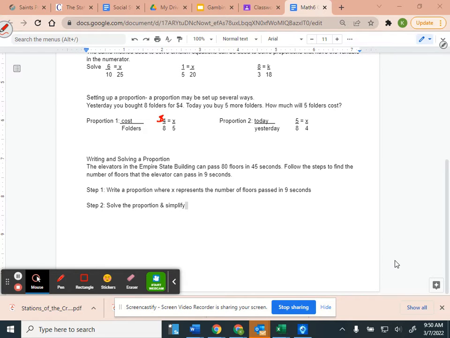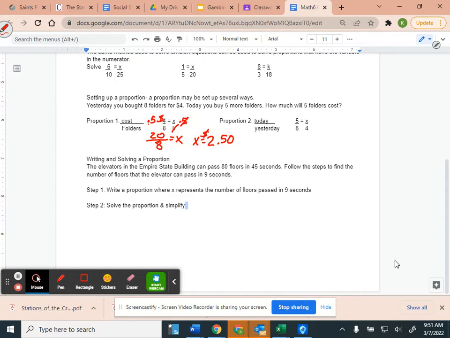So I can look at that and I can say, all right, I need to multiply each side by 5. So 5 divided by 5 gives me that x by itself. 5 times 4 is 20, divided by 8. What is 20 divided by 8, Landon? 2.5. So x equals $2.50. So 5 more folders will cost me $2.50.